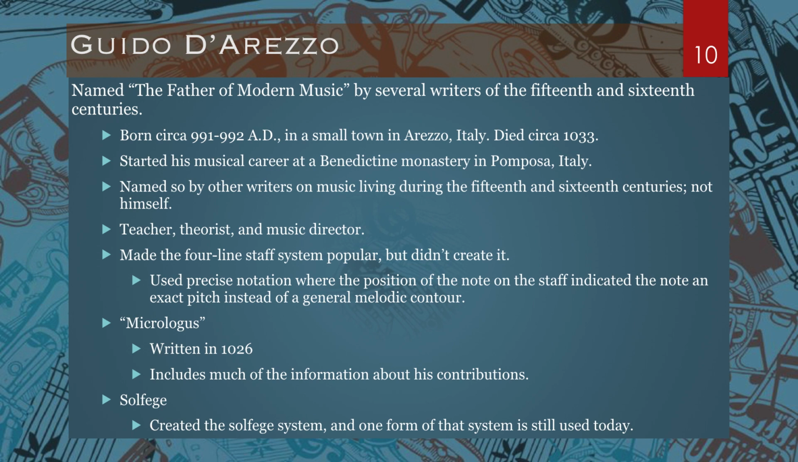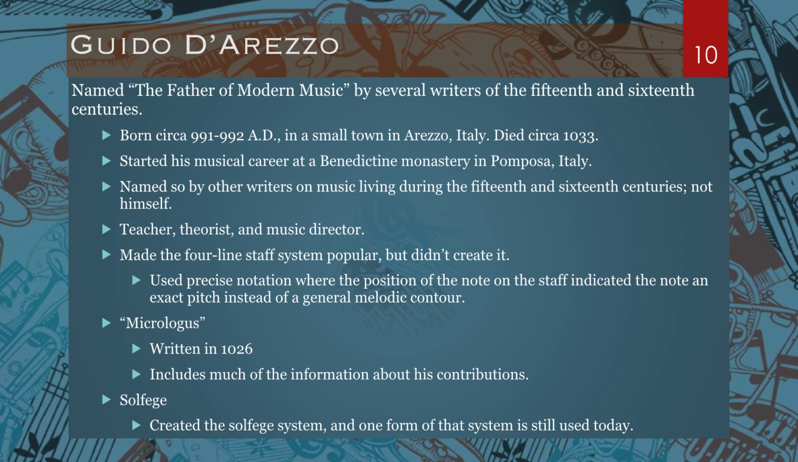And one of the things that he did was he used precise notation where the position of the note on the staff indicated the note and an exact pitch instead of a general melodic contour. One of his most famous textbooks is called Micrologus, and it was written in 1026. It includes much of the information about his contributions. And Micrologus is actually one of the reasons why we know approximately when he was born and approximately when he died.